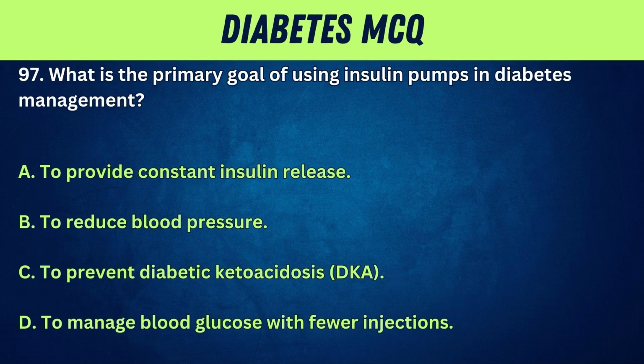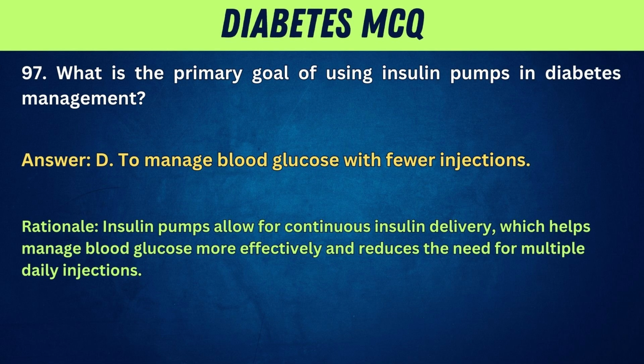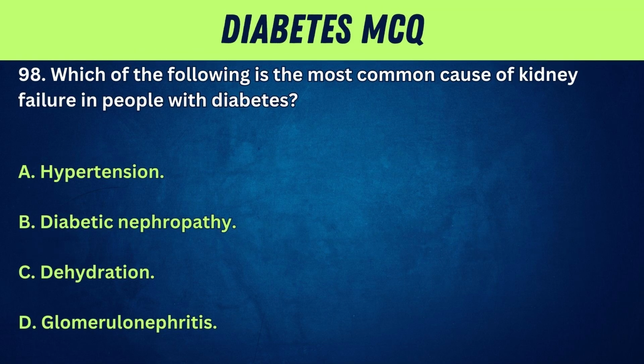97. What is the primary goal of using insulin pumps in diabetes management? A. To provide constant insulin release. B. To reduce blood pressure. C. To prevent diabetic ketoacidosis, DKA. D. To manage blood glucose with fewer injections. Answer: D. To manage blood glucose with fewer injections. Rationale: insulin pumps allow for continuous insulin delivery, which helps manage blood glucose more effectively and reduces the need for multiple daily injections.